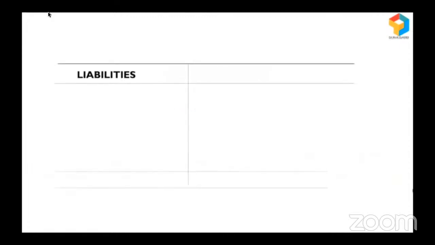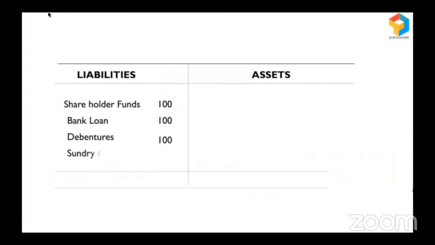Let me take you through a balance sheet. I'm just going to show you the left-hand side, that is the equity and liability side. Look at this, shareholder funds are 100, bank loan is 100, debentures are 100, and sundry creditors are 200 million. It means this business has raised 500 million from 4 different parties: owners 100 million, from bankers 100 million, from debenture holders by issuing debentures 100 million, and from suppliers, sundry creditors 200 million.